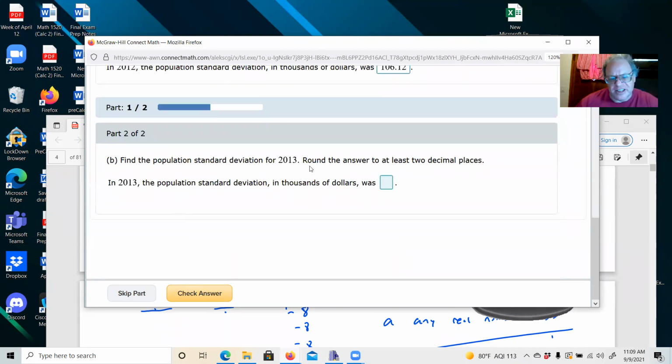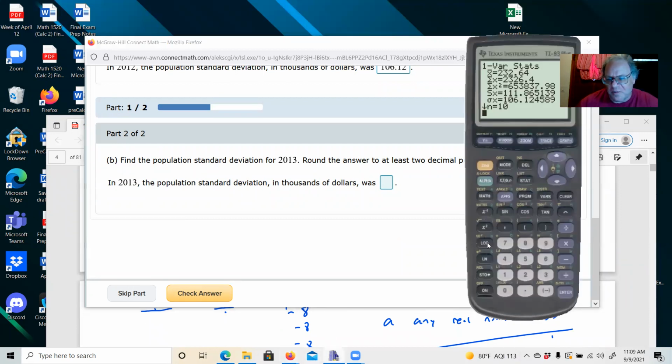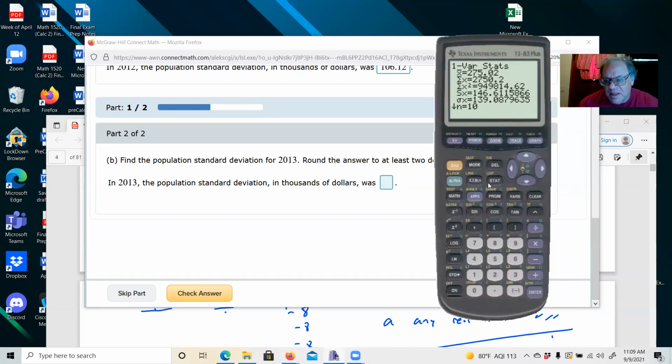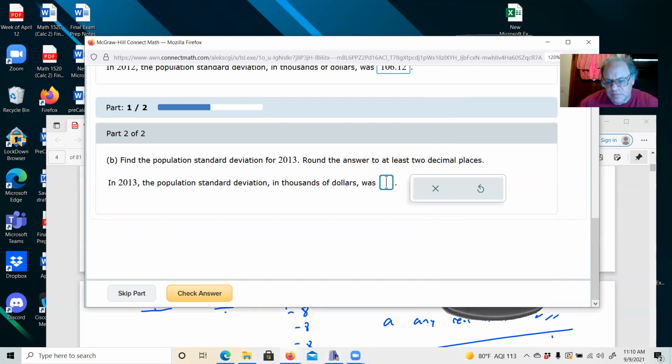And then find the standard deviation in 2013. Go figure. So we're going to go stat, calc, one variable statistics. Here's where it's going to matter: the second list, so second function 2 for L2. That population standard deviation was 139.0, where the 7 makes the 8 round up into 1. So 139.04.